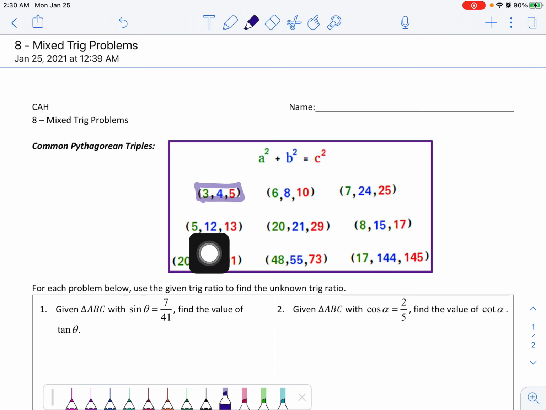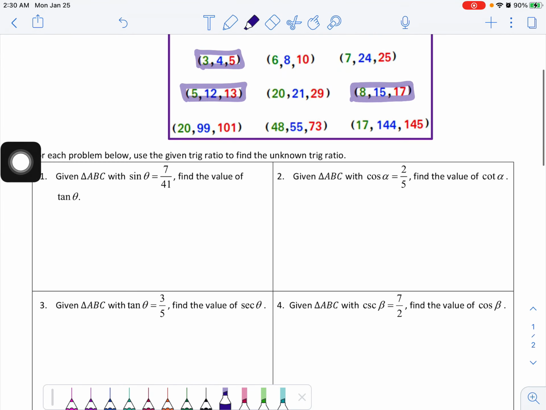6, 8, 10 I actually already mentioned. In fact, I said I think a few of these. Let's see. The other ones you might see pretty often: 5, 12, 13, and 8, 15, 17. Some of the other ones maybe, maybe not. We'll see if we find some more that are not in here, but these are the common ones.